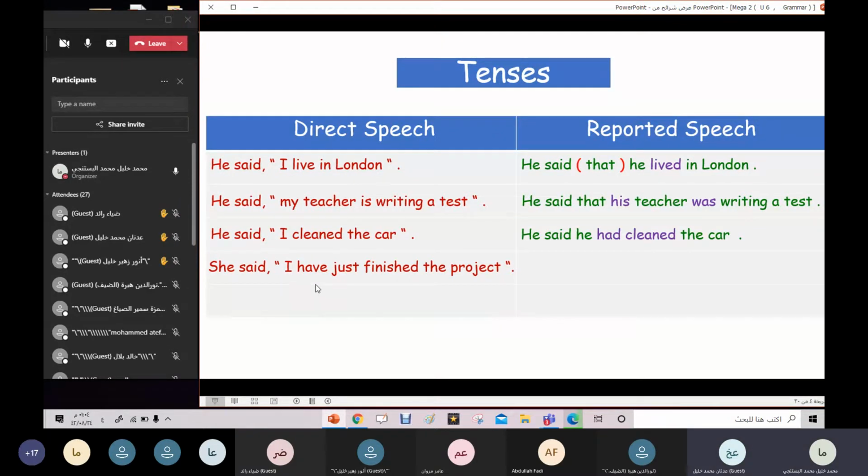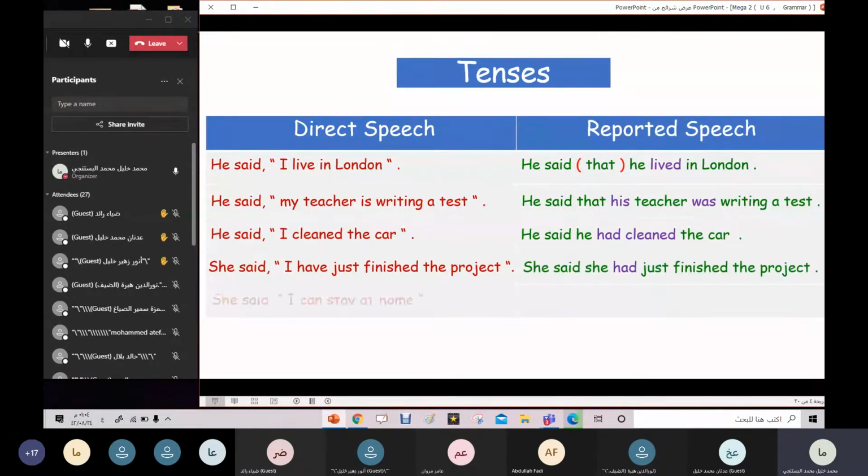She said, I have just finished the project. She said that she just finished the project. Finished or had just finished? Had finished. That's perfect. Yes. Present perfect changes into past perfect. She said, I have just finished the project. So if you want to report, we can say, she said that she had just finished the project.